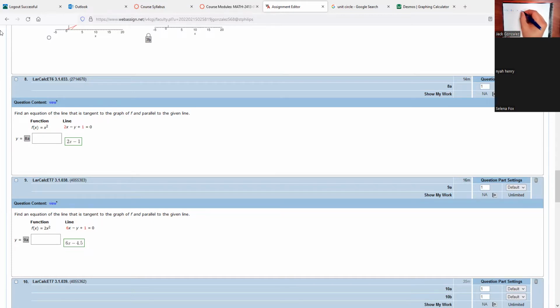Find the equation of the line tangent to the graph of f and parallel to the given line, 2x minus y plus 1 equals 0.